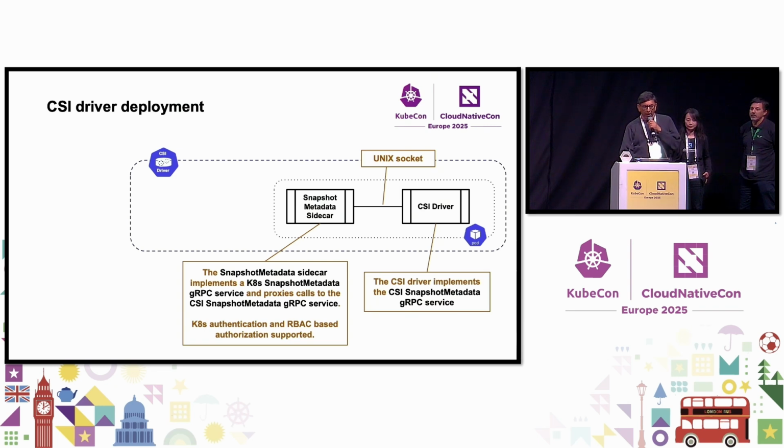So a CSI driver will deploy this sidecar over a Unix socket, the same Unix socket they use today for the other sidecars which they deploy. The sidecar will implement the Kubernetes version of this API. It's almost identical to the CSI version, with the exception that it takes an authorization token, a security token, and it takes names of Kubernetes objects.